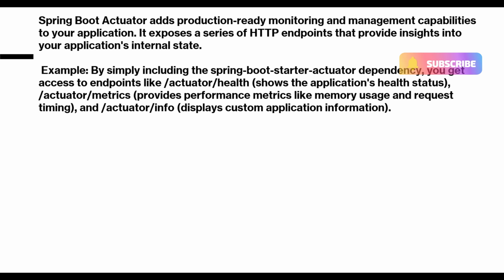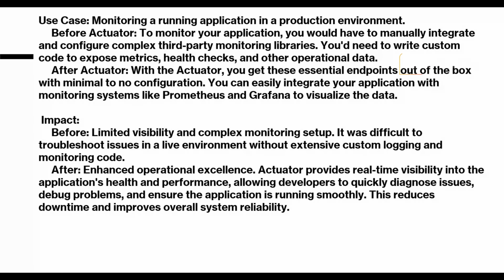Now let's take an example. You simply include the starter actuator dependency in your pom.xml. By adding this, you get access to different endpoints. Health is there, which shows the health status of your application. Metrics is there, which shows performance metrics, like what memory is used, what the request timings are, and all other information. Then there is the info endpoint, which displays custom application information that is very specific to your application, which you can define. So that's one of the important features of actuator.